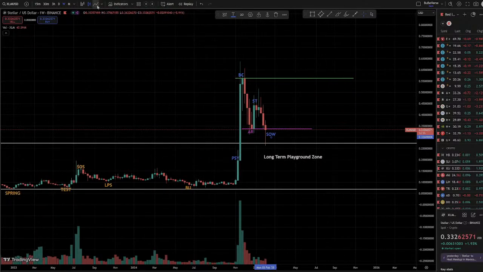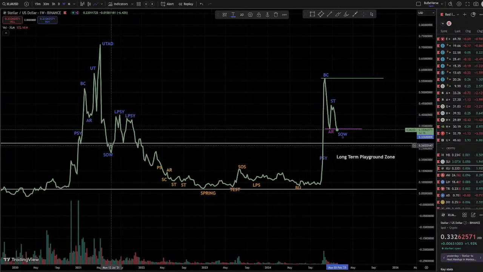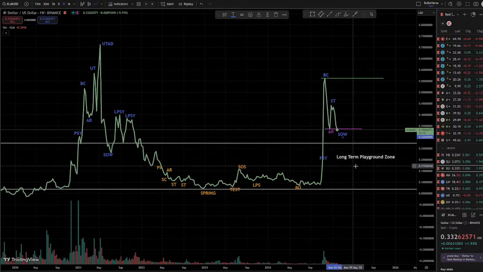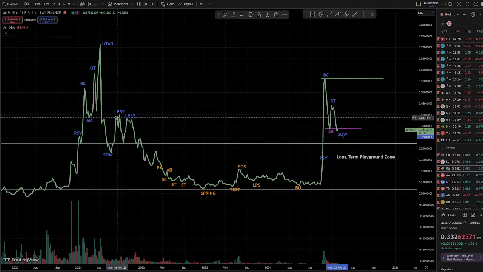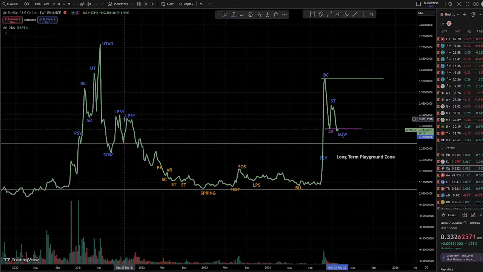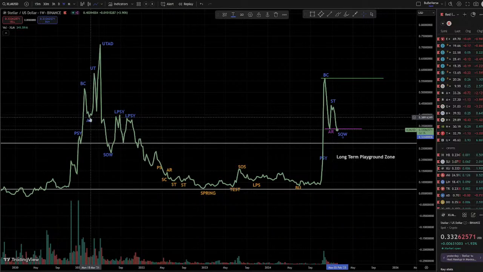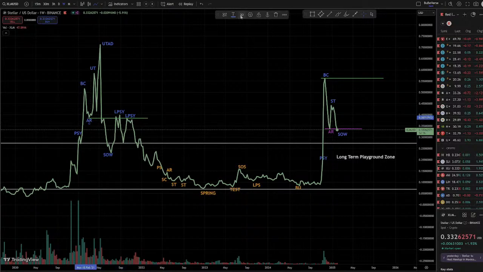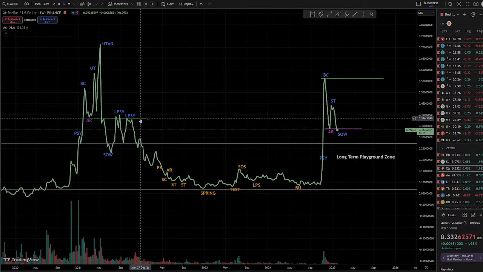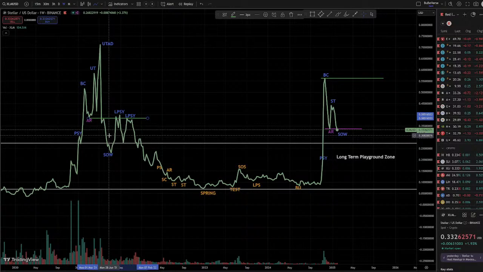So last time when we had this, it went back to the long-term playground zone before it found a support and enough demand to push it back to a level close to the automatic reaction. So this is the level I am talking about. Let me change the color as well so it's easier for everybody to see. So basically this turned into a resistance line last time.